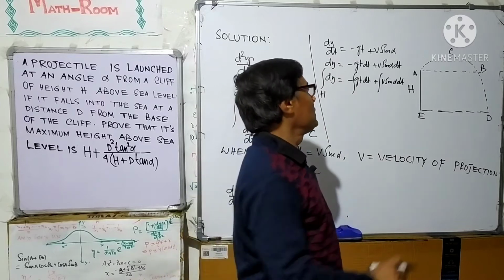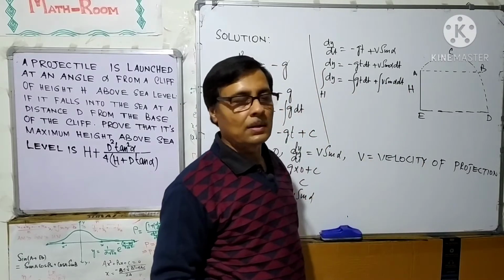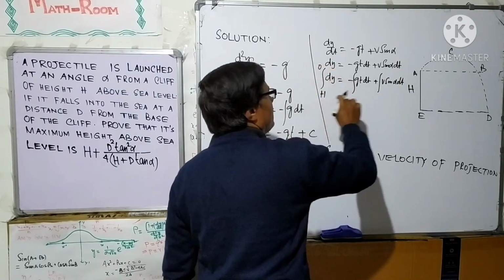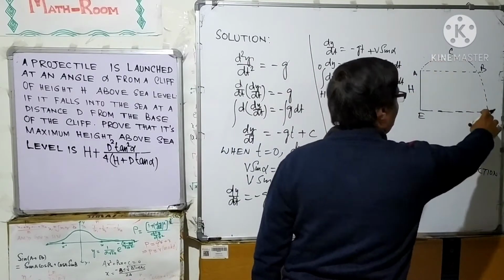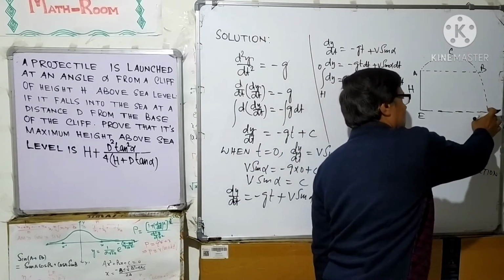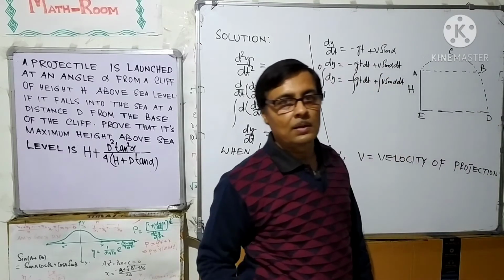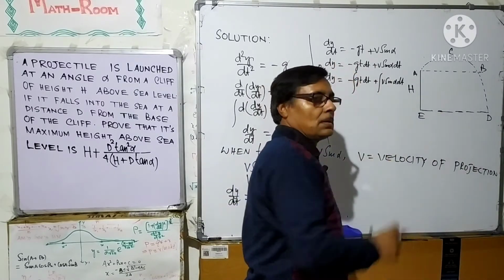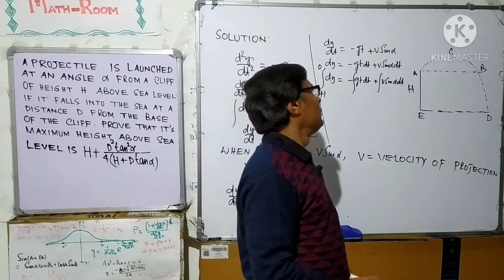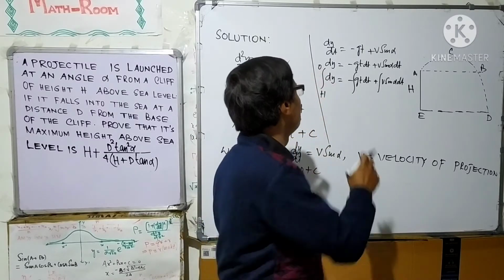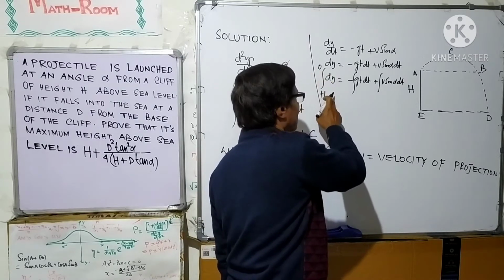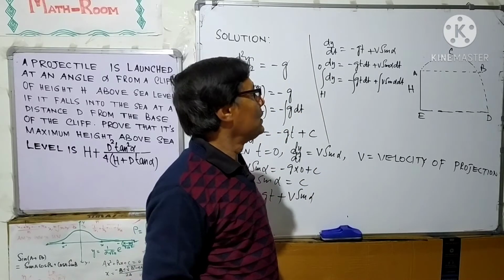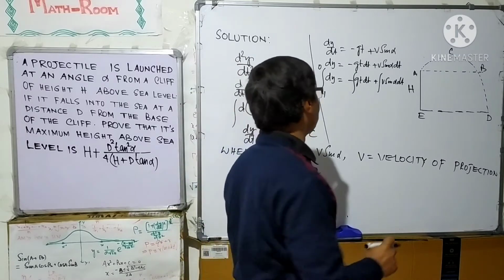The height of the cliff is regarded as the initial vertical displacement, and the ultimate, that is final, displacement is 0 because it falls into the sea level D. Sea level D is a point on the sea level. So the final displacement of the projectile is 0. So the upper limit is 0, the lower limit is H. H is the initial displacement, that is the initial height from the sea level.